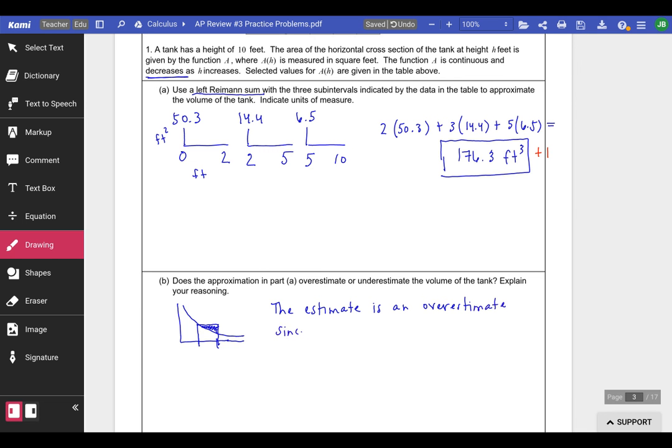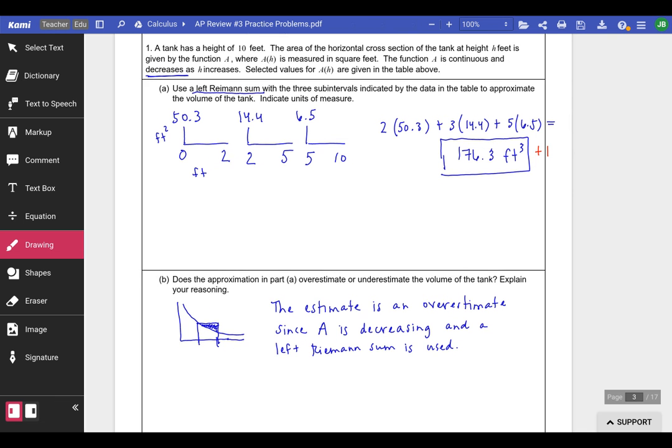since, now we have to be careful. I don't want to use the word "it," and I don't want to say "the graph." I want to specify the function. So I'm going to say since A, my function, is decreasing, and a left Riemann sum is used. And that would be our answer with the explanation.